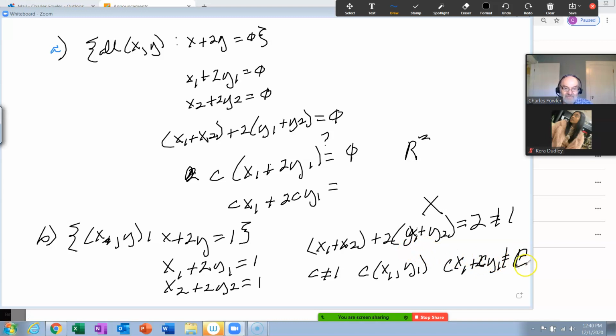Now that still is not the easiest way to prove that it doesn't work. The easiest way is to remember that the 0 vector must be included. The 0 vector up here works perfectly: 0 plus 2 times 0 is equal to 0. So the 0 vector does work. Down here, it doesn't work. 0 plus 2 times 0 is not equal to 1. So 0 would not fit that bill. All right, so there are several ways you could do that.